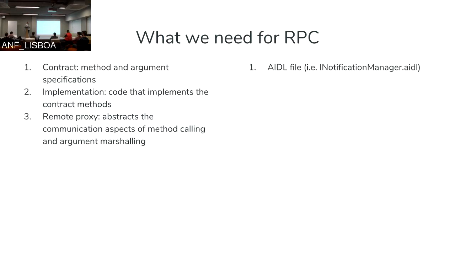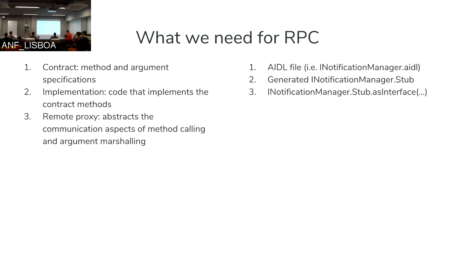AIDL is a file format, but it's also a compiler, more like a code generator. For an INotificationManager, it will generate an INotificationManager.Stub, which contains a bunch of methods that you should implement. Like it's an interface. It's actually an abstract class that you have to extend from, but you get the meaning. You need to implement whatever you defined in the AIDL.